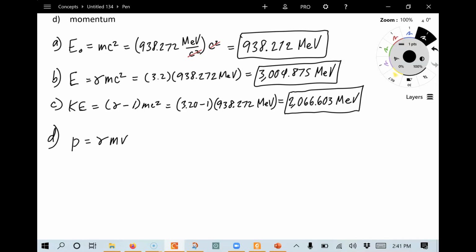Now, one way to do this, of course, is to just plug in all the numbers. I'm going to do this first using SI units. So remember gamma, we already solved for that, 3.2. The mass here, let's use the mass that's given, 938.272 MeV per c squared. Now I need to convert that to kilograms, since I'm using SI units.